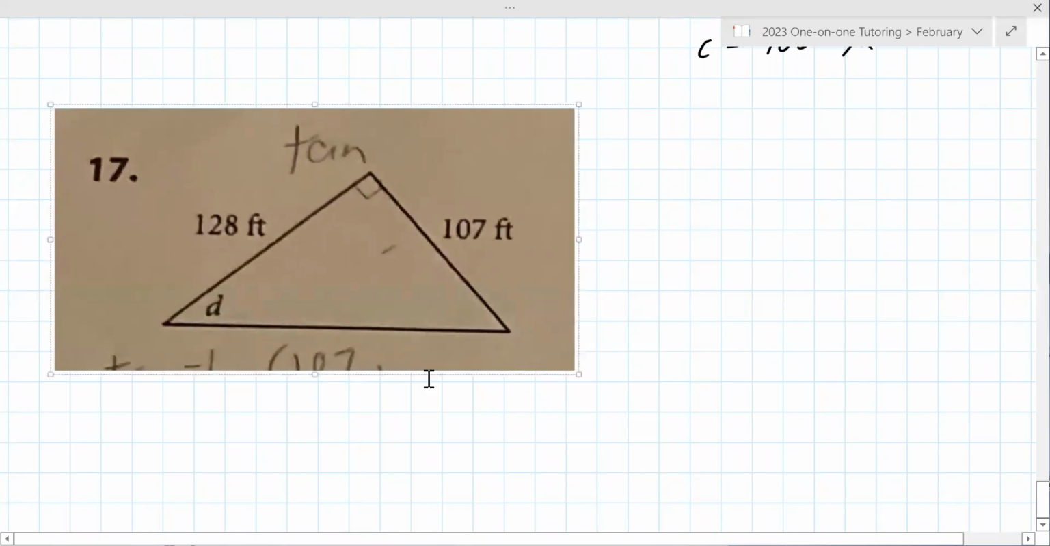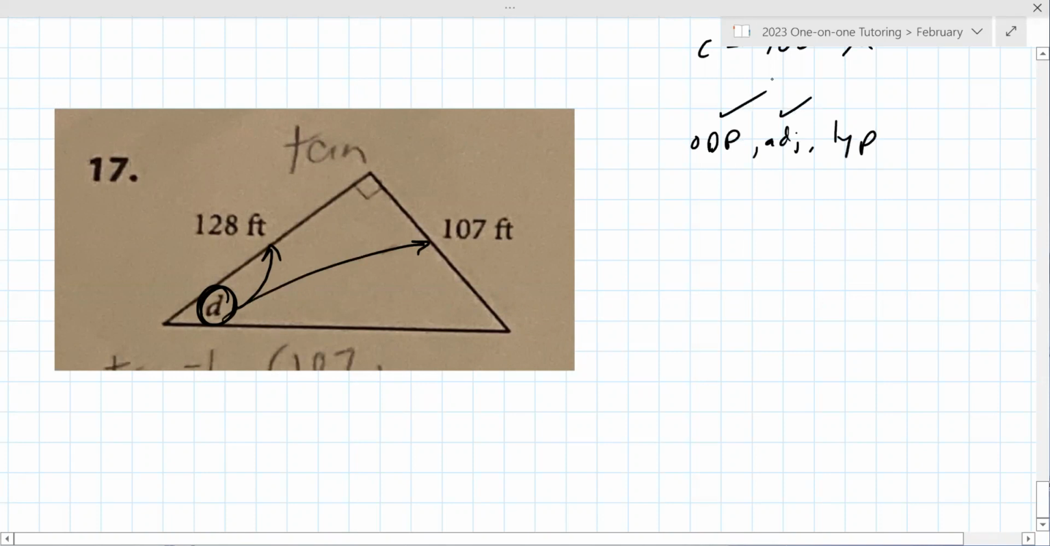So notice that they are not giving you the angle. But again, relative to the angle, what's the 128? What's the 107? We got the opposite. 128 is the adjacent, and 107 is the opposite. So which trig function are we using? Adjacent and opposite would not be cosine. I'm going to say tangent. Yeah, tangent.